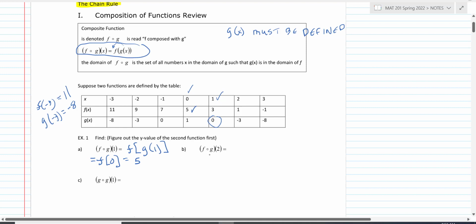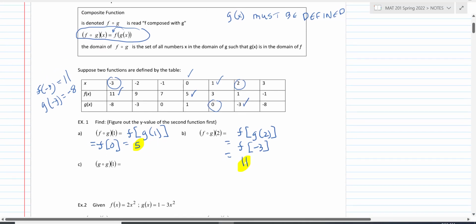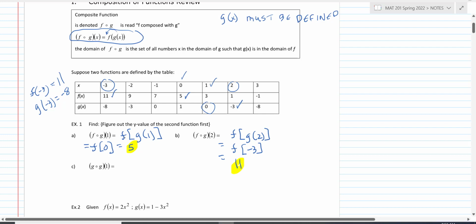Okay, next one is f composed of g of 2. So if I do this, I would start off by writing this like this. And g of 2, if you look at g of 2, that would be negative 3. So you have f of negative 3. And then if you go to x equals negative 3, f of negative 3 would be equal to 11. Okay, so that's how that goes. All right, so you're just starting with the inner function, getting that result, and then evaluating the first function, in this case f.